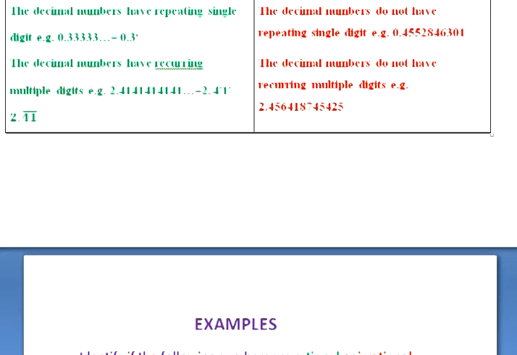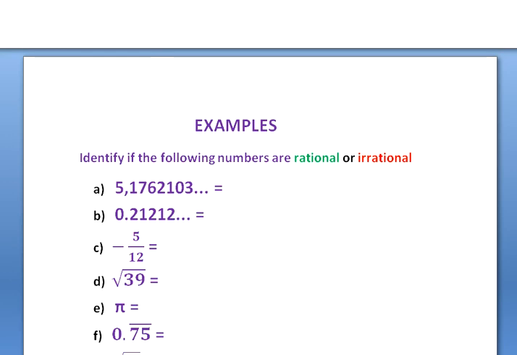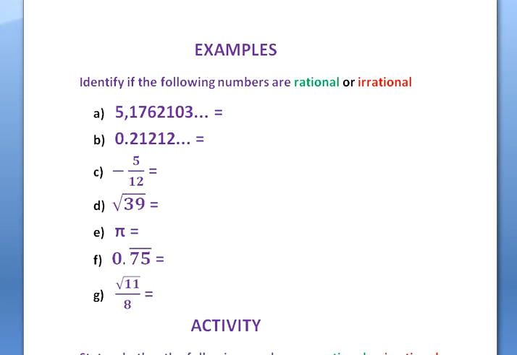Now let's look at examples. We need to identify the following as rational or irrational numbers. So now let's look closely at them. We've got 5,1762103, and these numbers keep on. Okay, we have omitted other numbers from this number.